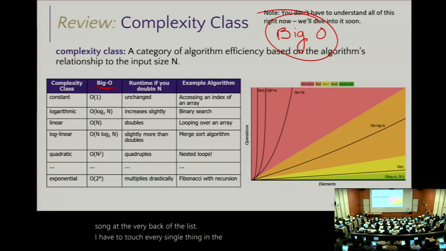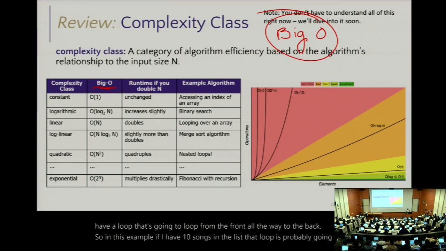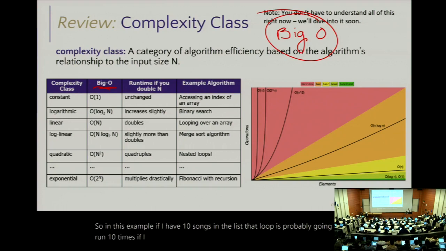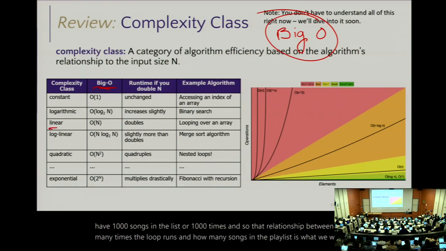And by touch, I mean I probably have a loop that's going to loop from the front all the way to the back. So in this example, if I have 10 songs in the list, that loop is probably going to run 10 times. If I have 100 songs in the list, that loop is going to run 100 times. If I have 1,000 songs in the list, 1,000 times. And so that relationship between how many times the loop runs and how many songs are in the playlist is what we would call a linear relationship.